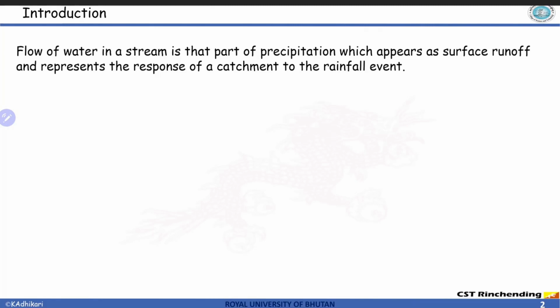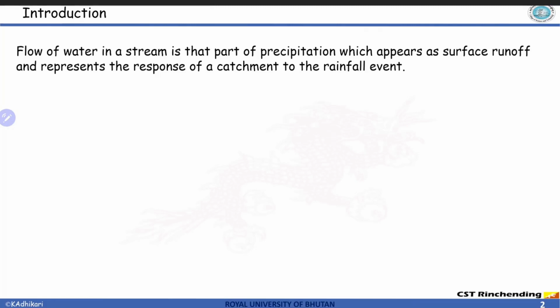In our previous classes we have seen that as there is precipitation over a catchment, some of the precipitation evaporates back to the atmosphere, and the majority of this precipitation simply runs off over the surface and enters a stream, and that stream flows downstream.